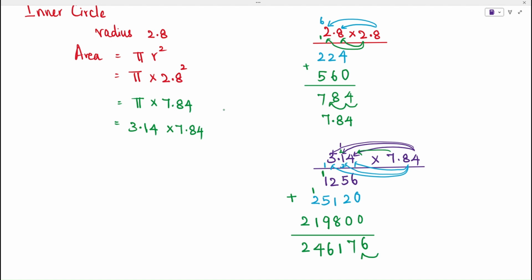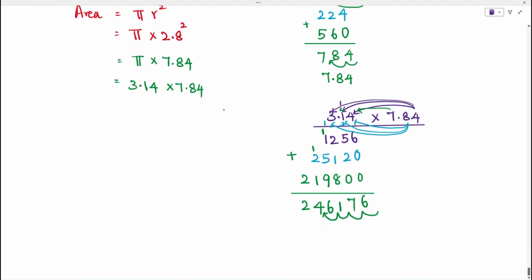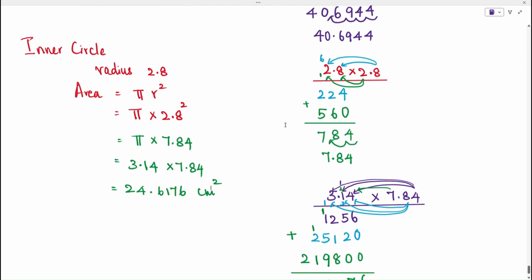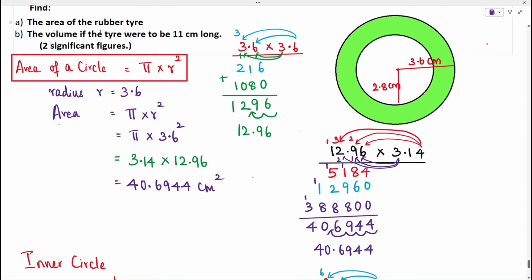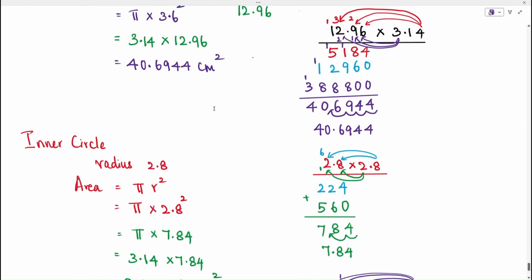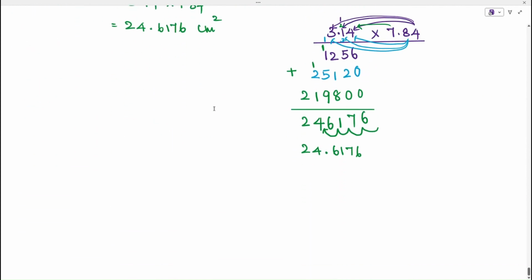So we have 4 digits on the right of our decimal point, so we carry 4 numbers over and we put our decimal point. So the area of our inner circle is 24.6176. Now we've been asked to find the area of the tire. That's our area in green. So we're going to subtract the area of our inner circle from the area of our outer circle.